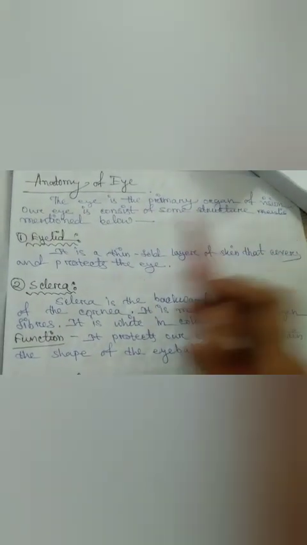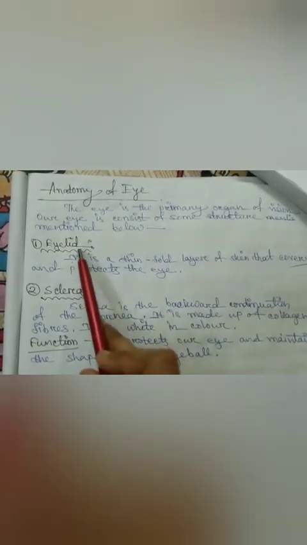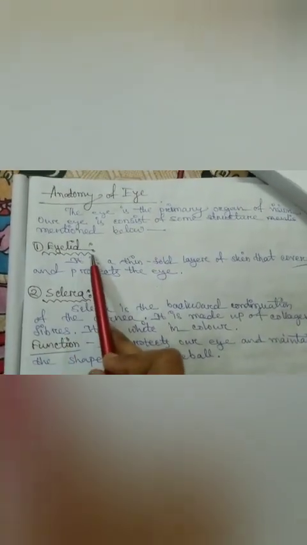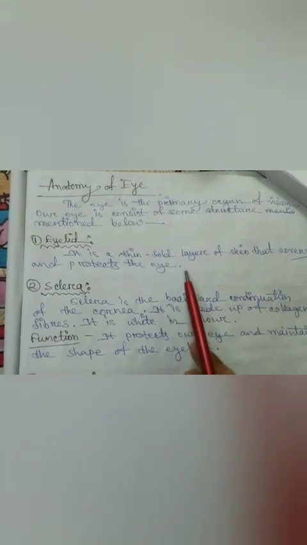Our eye is the primary organ of vision. Our eye mainly consists of some structures which are mentioned below. Number 1 is the eyelid. It is a thin fold layer of the skin that covers and protects our eye.